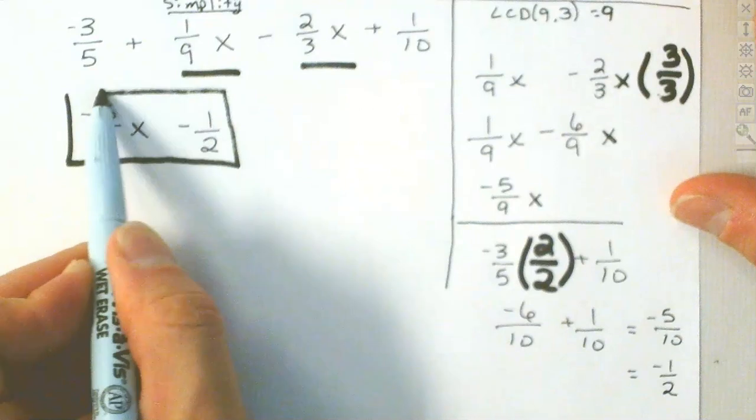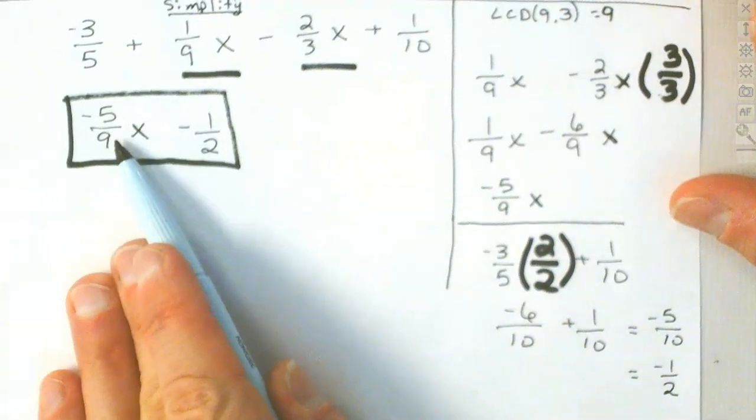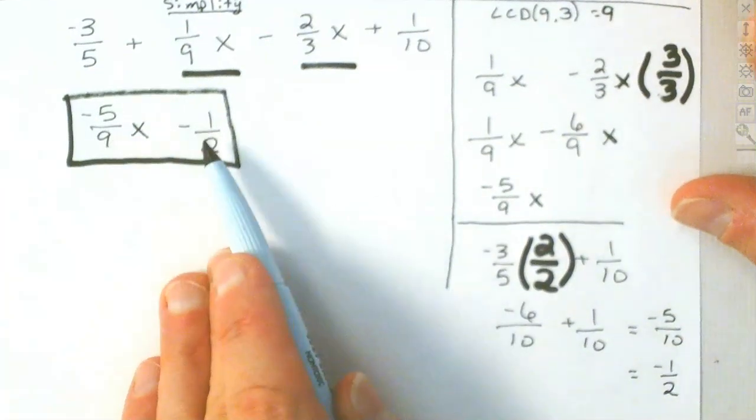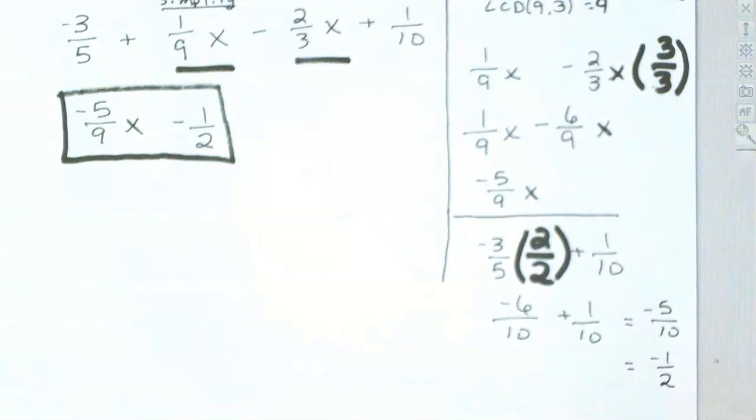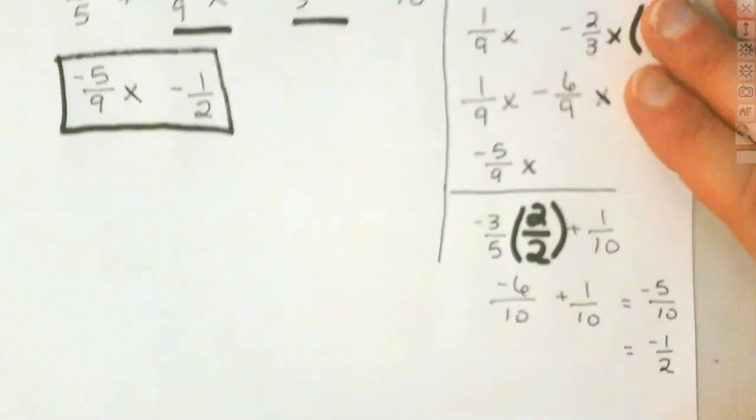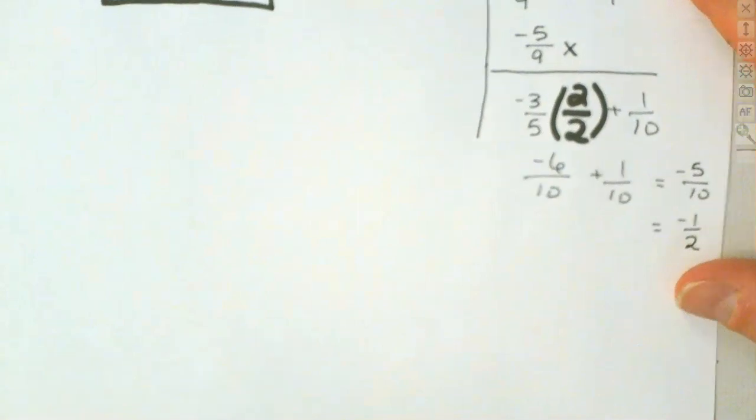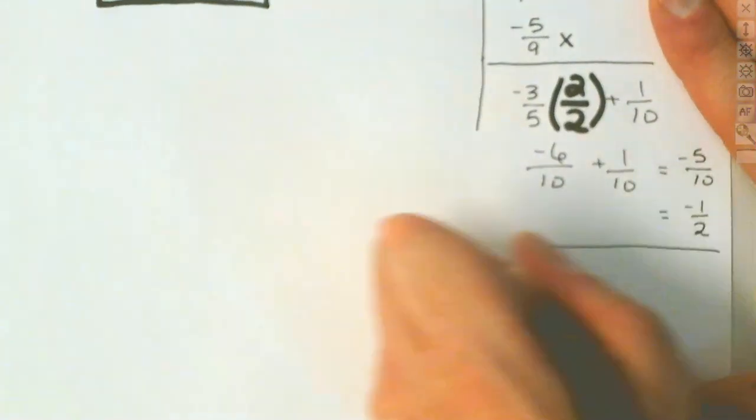Why can we not go any further? Because this one has an x, this one does not have an x, so they cannot go together. They are different. Let's try another one. I'm going to make one like what you're going to see in your homework.